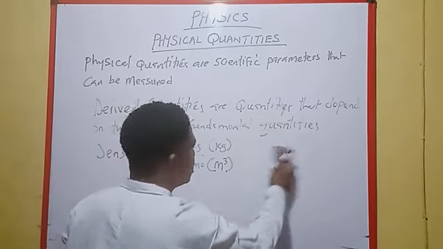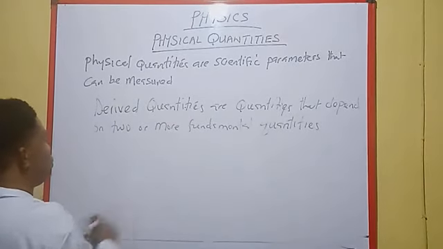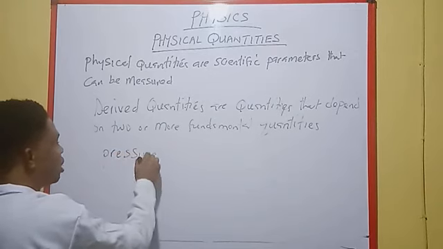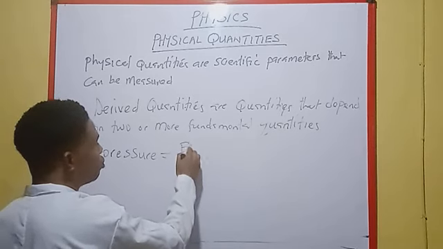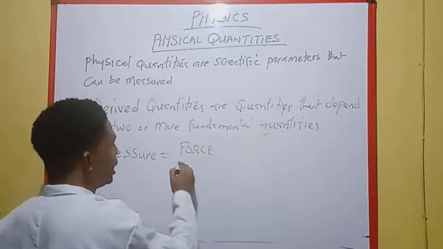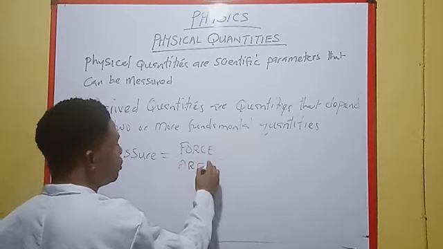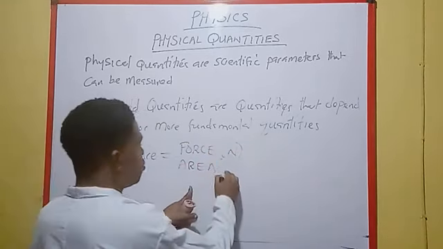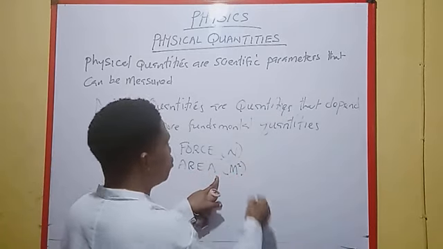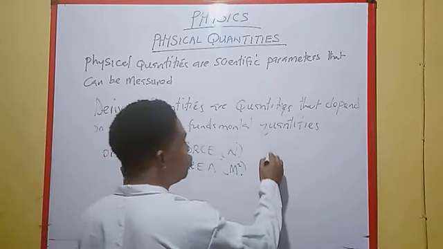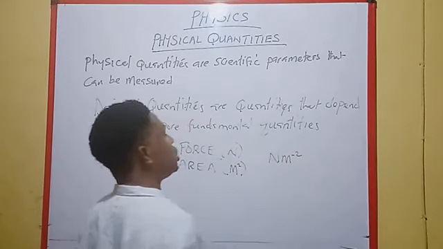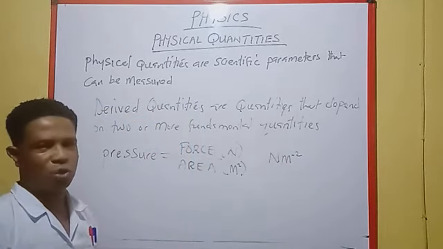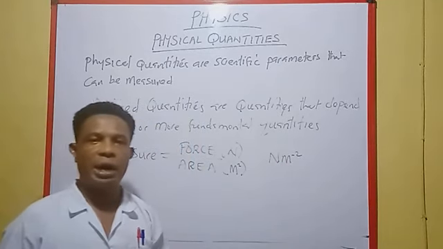Also, we have pressure. Pressure is a derived quantity, and the formula is force over area. The unit of force is Newton, while the unit of area is meter square. So the unit of pressure will be Newton per meter square. So we have numerous derived quantities.